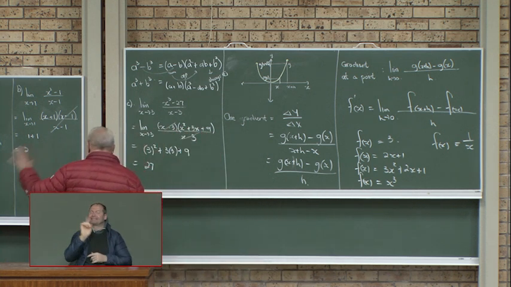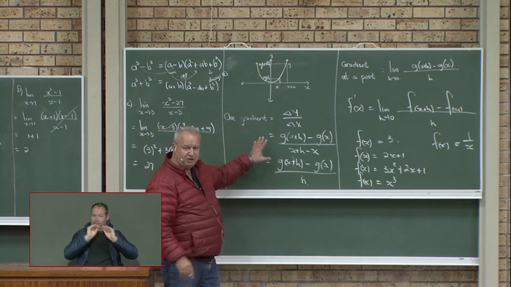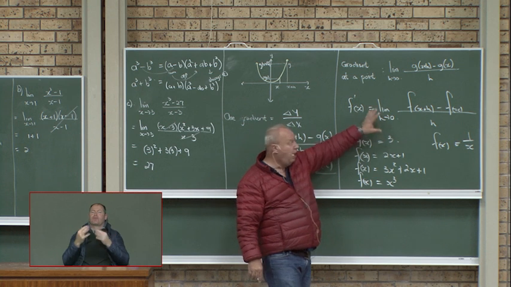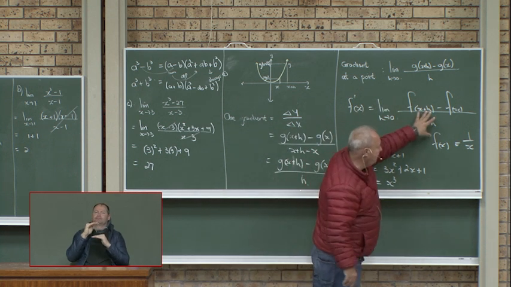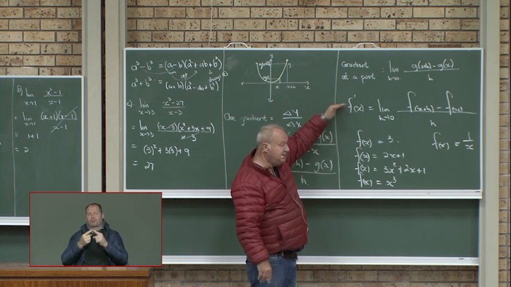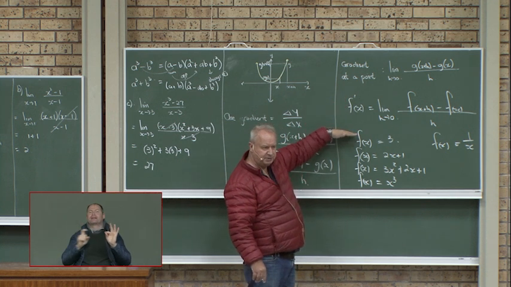I taught you the limit concept. I taught you the average gradient. I put it together and I found a formula. I used the limit as well as the average gradient together to give me the gradient at a point, and that is the same formula for first principles.